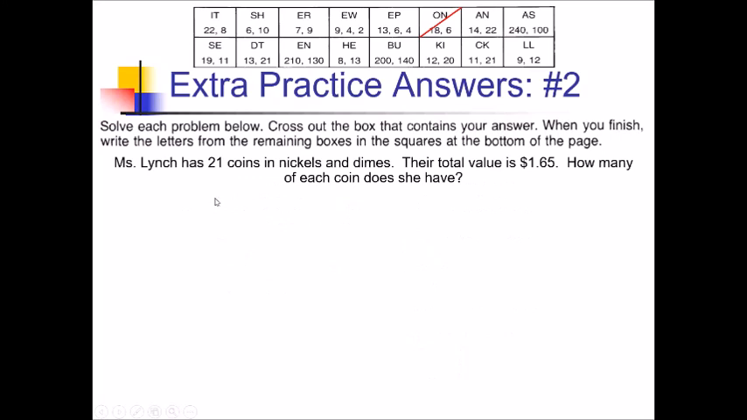On this one, we're told Ms. Lynch has 21 coins in nickels and dimes with a total value of $1.65. How many of each coin does she have? Let's come up with some variables first to represent these different things. We've got nickels and dimes. Let n be the number of nickels, and d is the number of dimes. We're told we have 21 coins between the two of them.